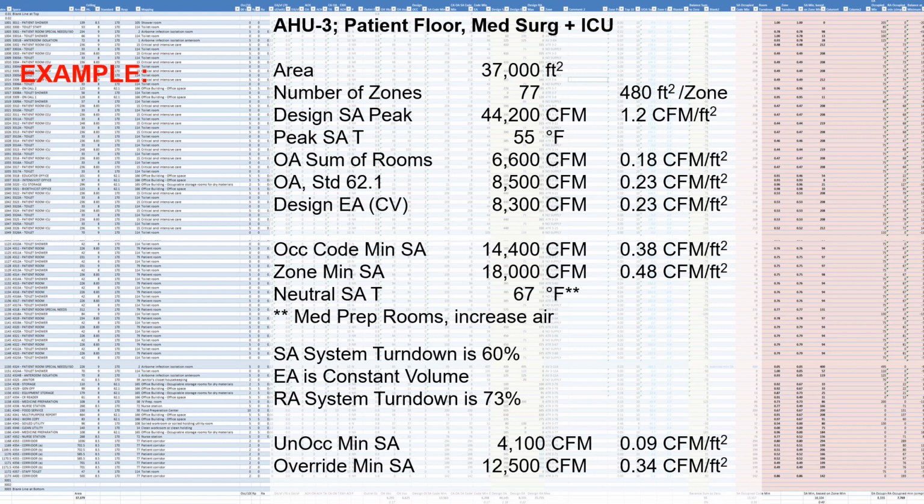Now, you don't have to stop there. There is even further that you can go with this, and that is each of these rooms also has an unoccupied supply air minimum, and so the office spaces on the zone and even the patient rooms on the floor can turn down in an unoccupied condition if there's occupancy sensors associated with that. The sum of the unoccupied minimum supply air is very, very small, like less than 0.1 CFM per square foot. And that's not unusual to see that way down under 0.2 CFM per square foot.